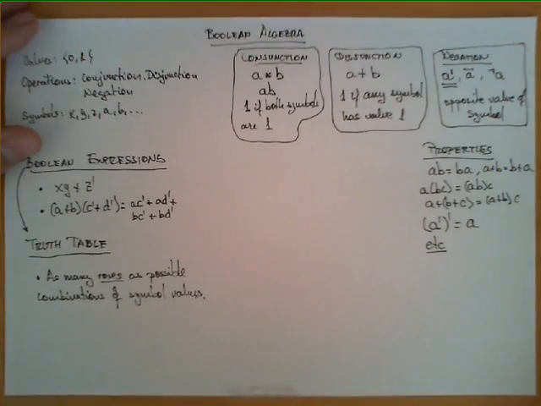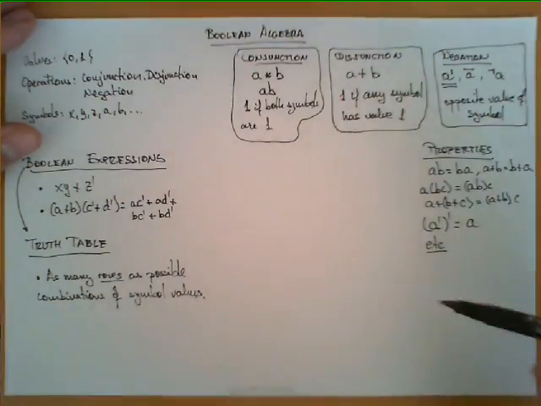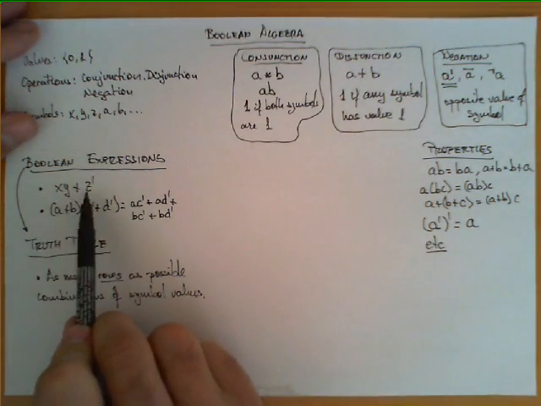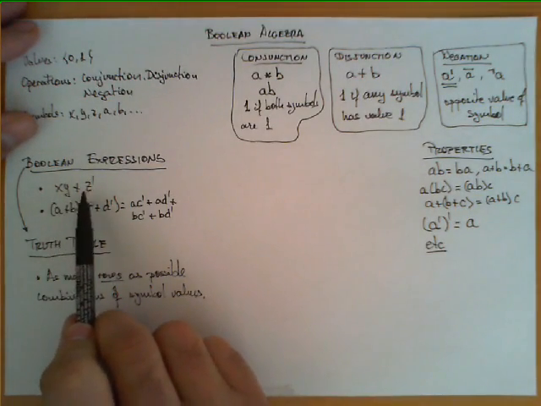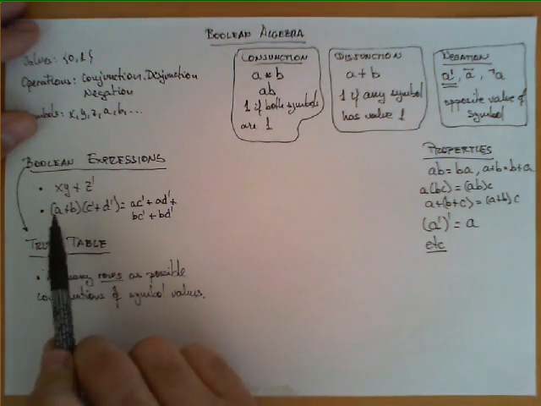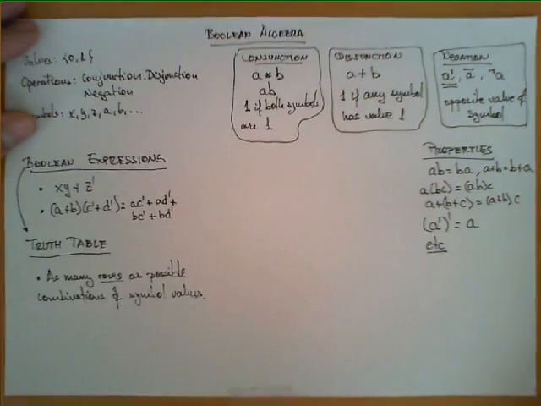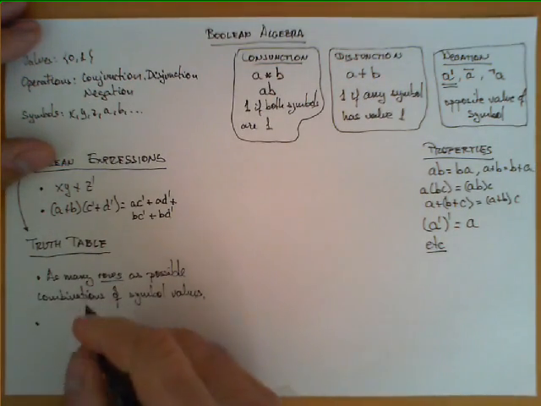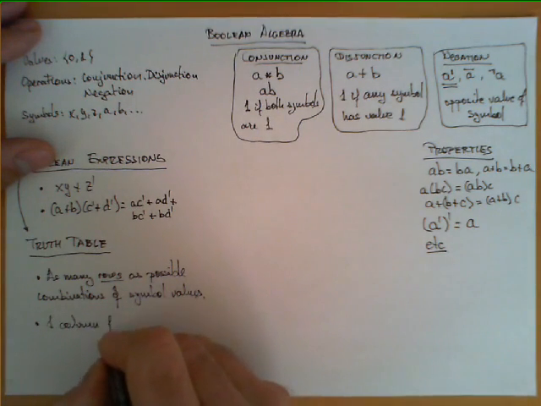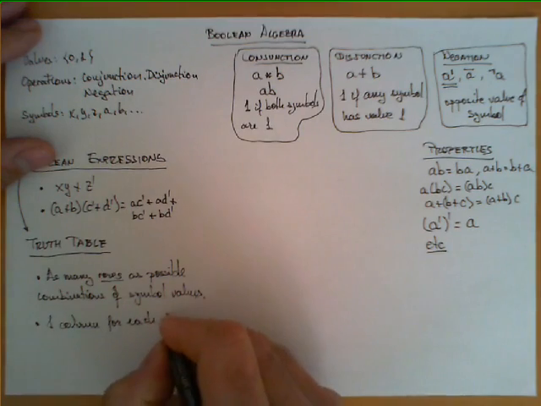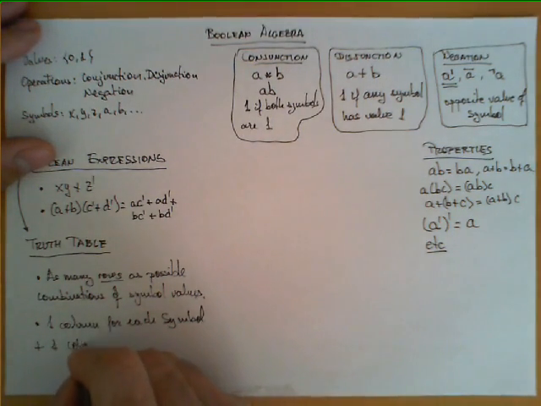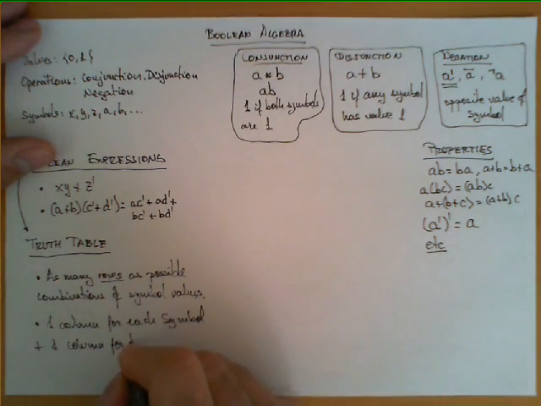We're going to see this in an example in a second, but this table is going to have for each row one possible combination of all the symbols that appear in an expression. In this case, this expression has three symbols, x, y, and z. This one is negated, and in this case we have three symbols here and four symbols here, a, b, c, and d. The second rule is that this table is going to have one column for each symbol plus one column for the result.